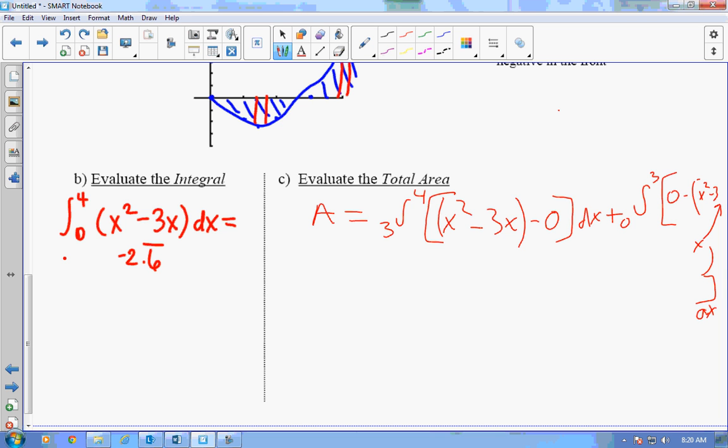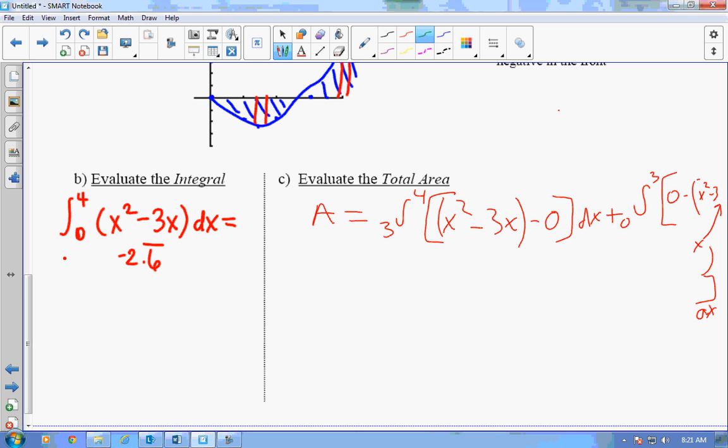Okay. Now he did it in a different order than I did, but is it okay? Can we add in any order? Yeah, we have a thing called the commutative property of addition and multiplication. You can add in any order. So he started with the right side, 3 to 4. And the top is the curve, right? Minus the bottom is the x-axis. And the second one from 0 to 3, the top is y equals 0, minus the bottom is the curve.